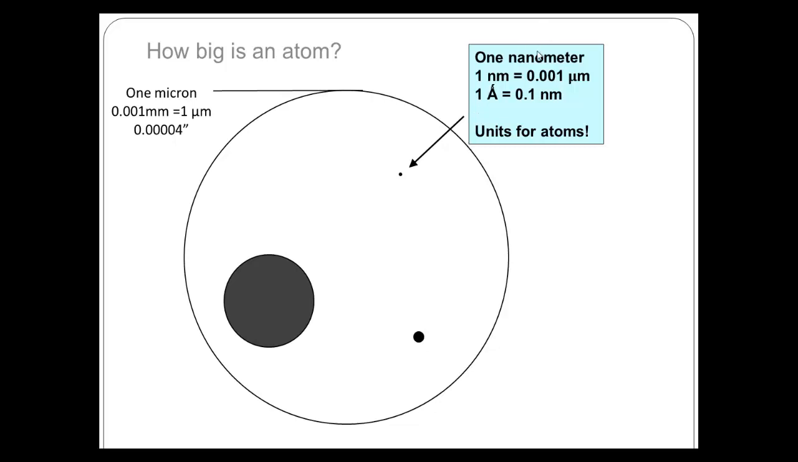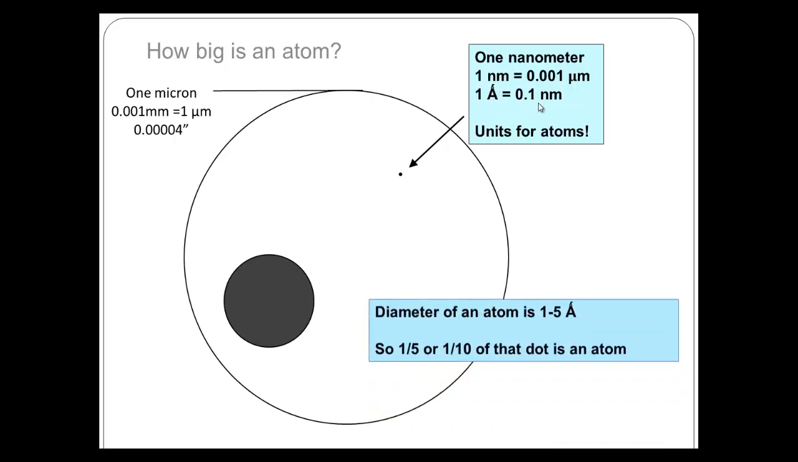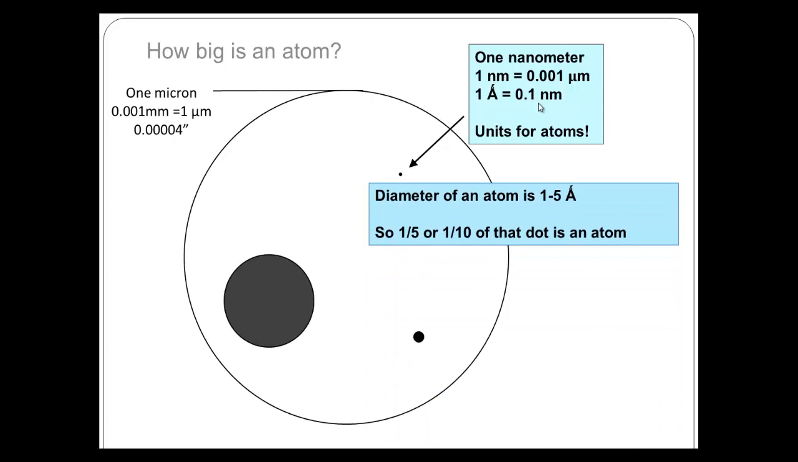And the other unit we use for atoms is an angstrom. Right here it's given as 1 with a little circle on top, A. And that's actually 0.1 nanometers. Atoms are typically 1 to 5 angstroms. And so if you actually look at that little dot, 1/5 or 1/10 of that dot is an atom. So the takeaway message here is an atom is 1,000,000 times smaller than the thickest human hair.